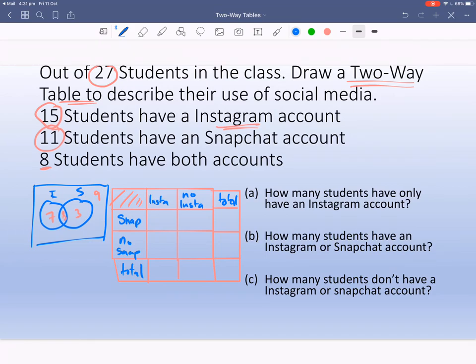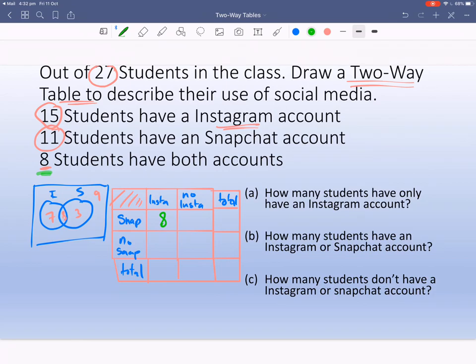So the easiest one to fill in is the one in between. How many students have Insta and Snapchat? We're looking at this because that's Snapchat and Instagram. So that will be the one that has both. How many students have both? Well, it tells us in the question there's 8. So let's put 8 in there. All right, 8 students have Snapchat and Instagram.